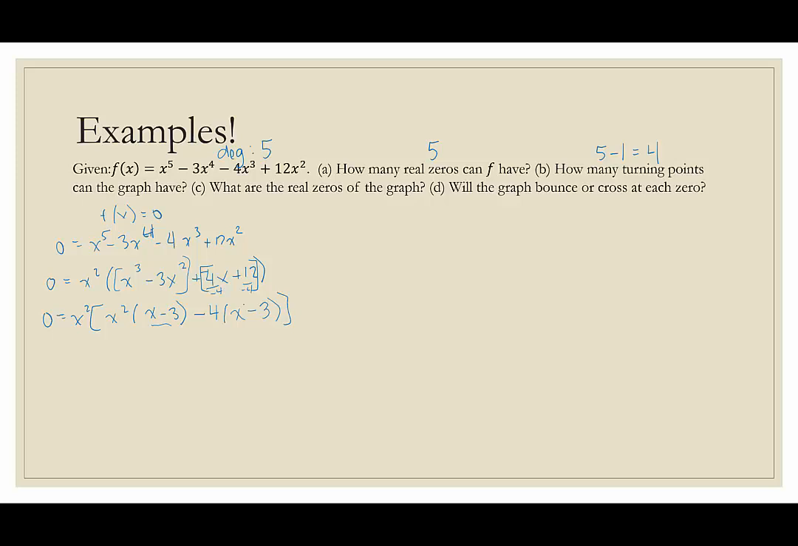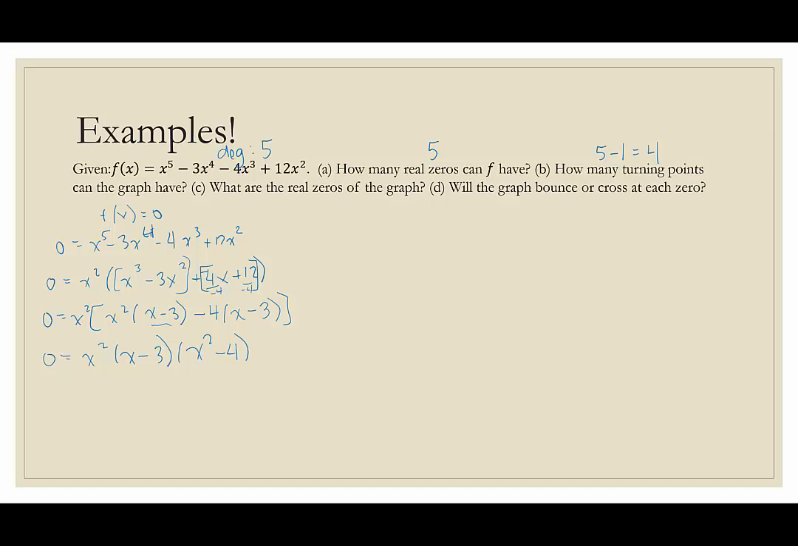Now inside the brackets, I do have a GCF, or a common factor I should say. I have x squared, I have that common factor, x minus 3, and then what do I have left? I have x squared from the first term and minus 4 from the second term. Whew, now what do I do? Set each factor equal to 0.